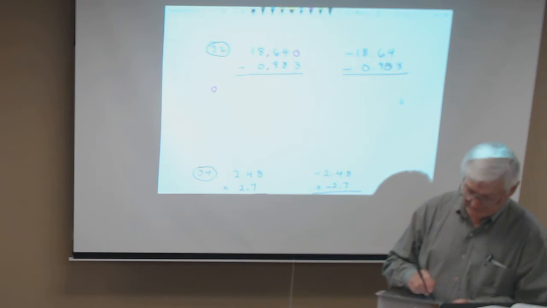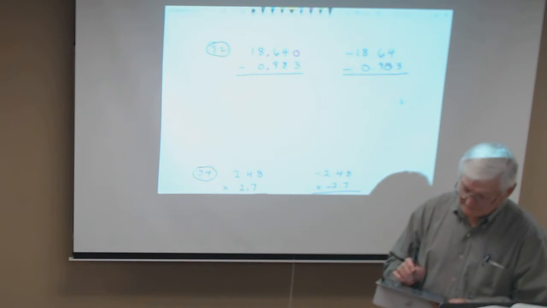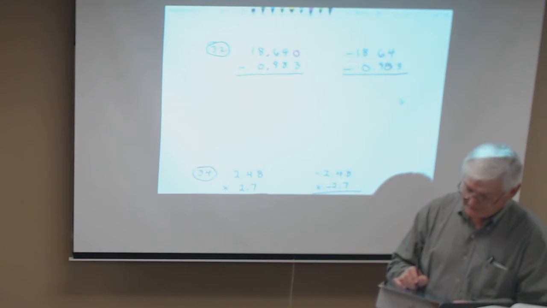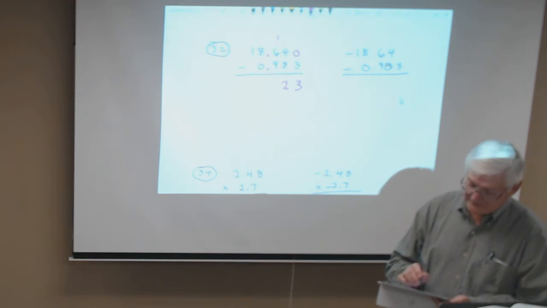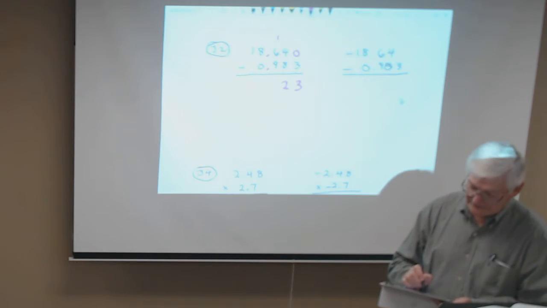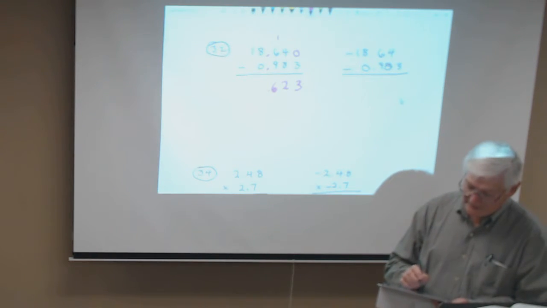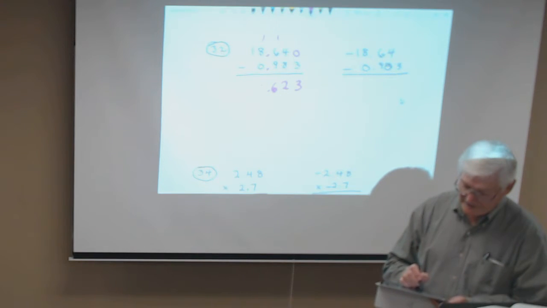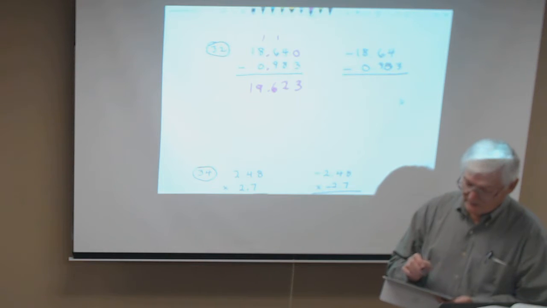Okay, let's erase that. Now let's add these two together. 3, 8 and 4 is 12, carry the 1. 6 and 1 is 7, 7 and 9 is 16, carry the 1, put down the decimal point. 8 and 1 is 9, and there it is, 19. Oh, no. What did I do wrong?